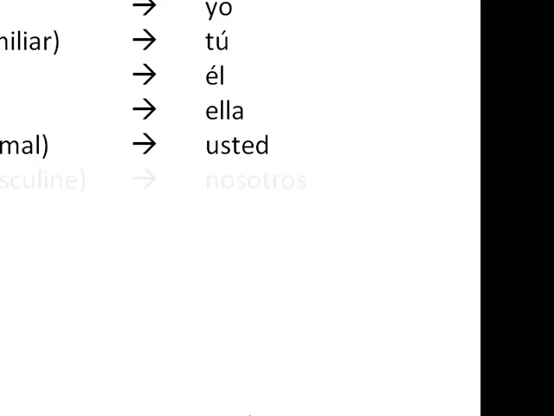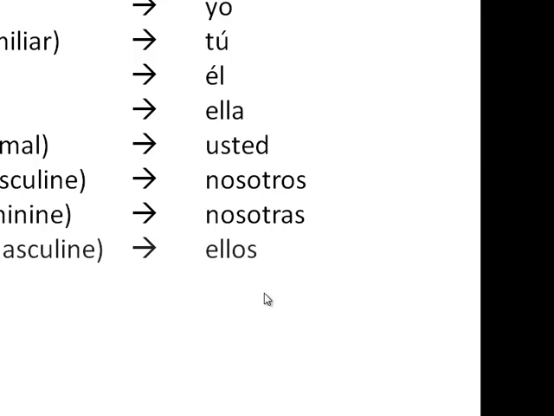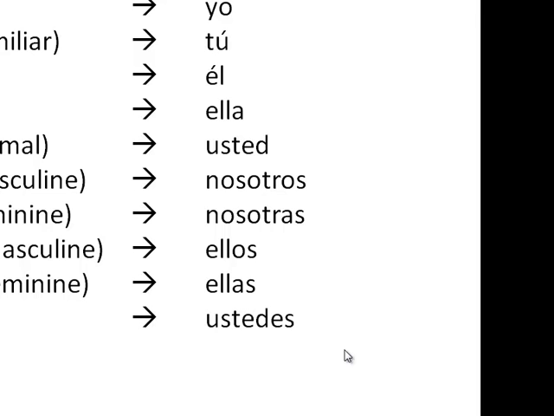And then from this year we learned we masculine is nosotros, we feminine is nosotras, they masculine is ellos, they feminine is ellas, and you all is ustedes. Now you'll note that ellos, ellas, and ustedes is essentially the plural of él, ella, usted. And that's helpful to know when we're filling out the table, which we'll talk more about later.